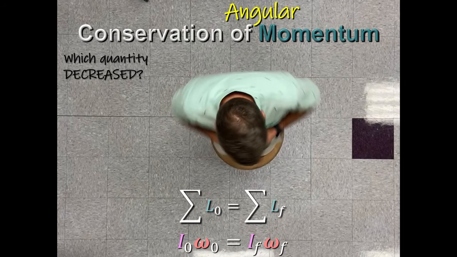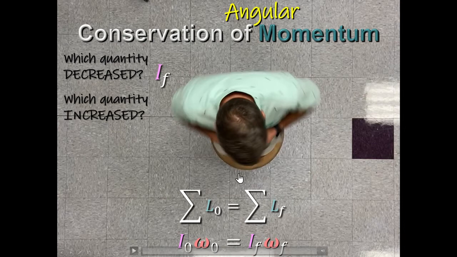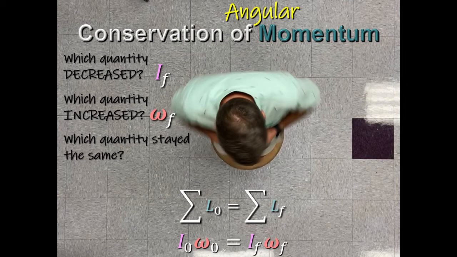So when I pull my arms in, which quantity decreases? Well, it's going to be rotational inertia. You get that mass closer to the axis of rotation, it has less rotational inertia. Which quantity increased? Well, I started spinning faster angularly, so the angular velocity increased. And then which quantity remained the same? Well, momentum was conserved, so the total momentum before was equal to the total momentum finally, or afterwards.